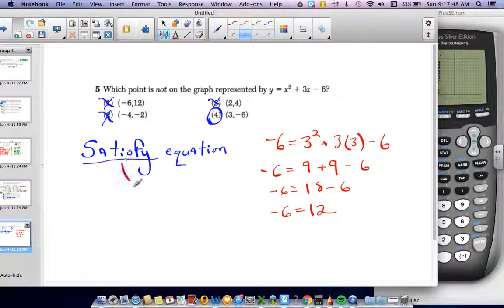We said earlier, a given point must satisfy the equation. It must lead to a true statement. In this case, it does not. So we've just verified that choice 4 is our correct choice here.